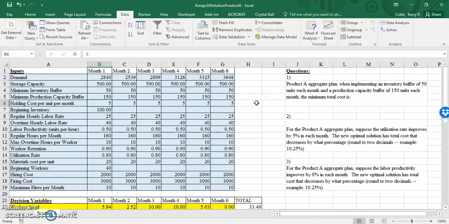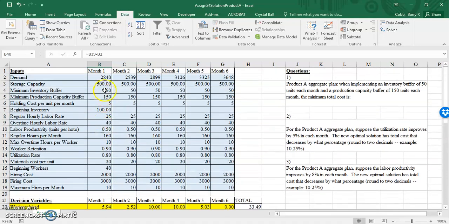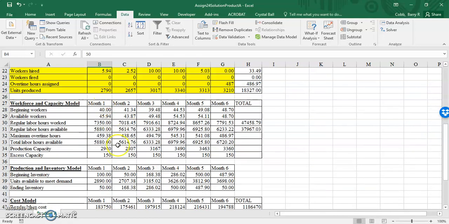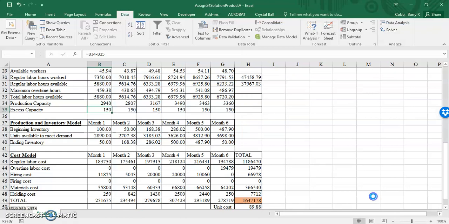Of course, I have solver constraints now that ensure that ending inventory will be greater than 50. That's in solver. And that the excess capacity will be greater than 150. Now that I've entered these values, I need to resolve the model.